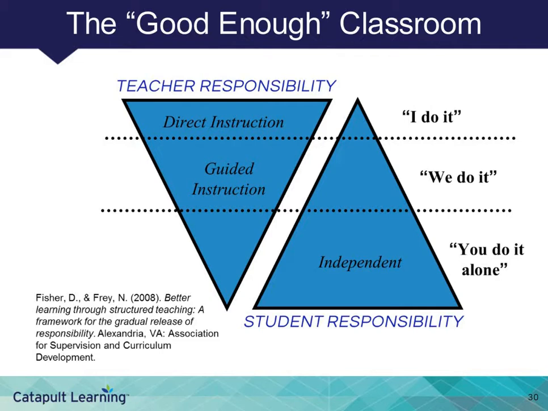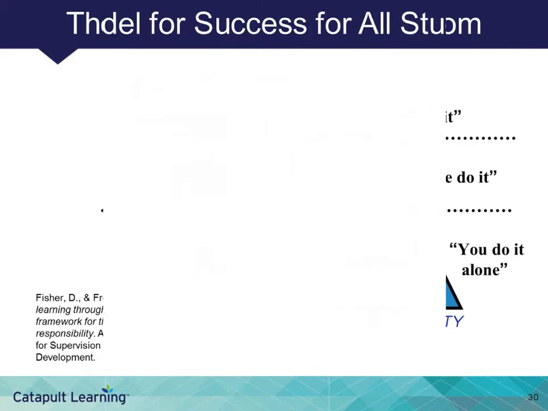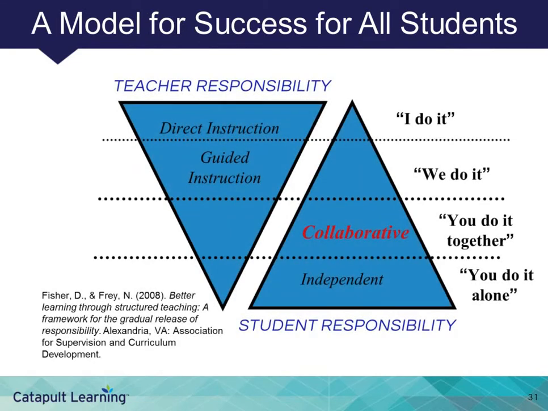Why is this called good enough? Fisher and Frey argue that this model is missing a critical component. So what's missing? Collaboration. This model allows time for students to work together, to collaborate, to actively manipulate the content, to engage in discussion and use their academic vocabulary. This critical step sets students up for success as they move into independent practice.